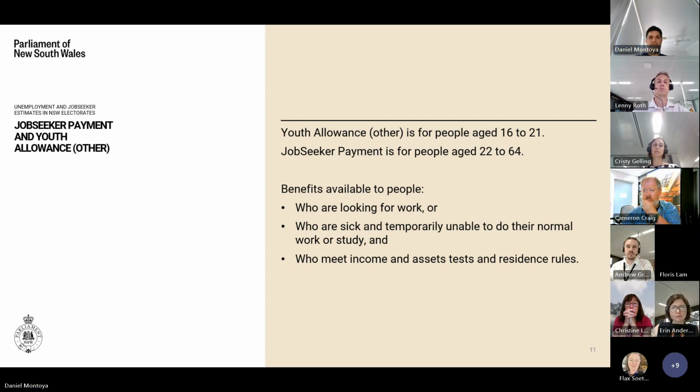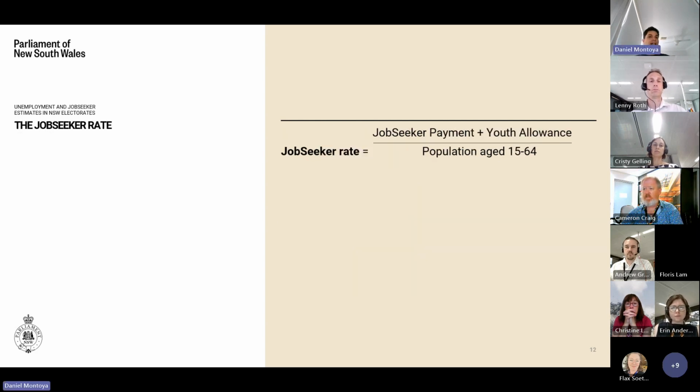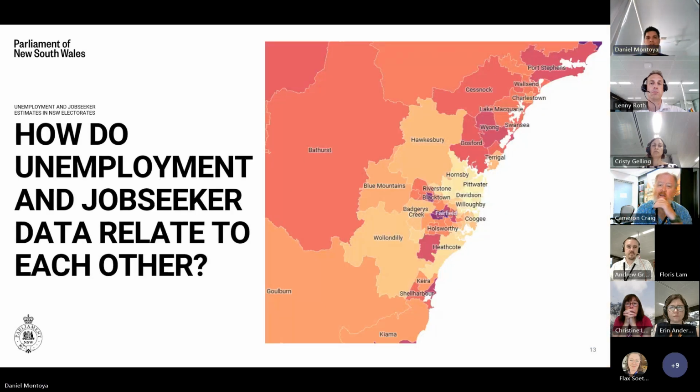assets tests. We calculate the JobSeeker rate as being equal to the total number of JobSeeker payment and youth allowance recipients divided by the population aged 15 to 64. So in summary so far, the unemployment and JobSeeker rates measure different facets of unemployment in an electorate. The unemployment rate is about people who are actively involved in the labour market, and the JobSeeker rate is a measure of the number of people receiving unemployment benefits. And the overlap between these two is far smaller than you might think.